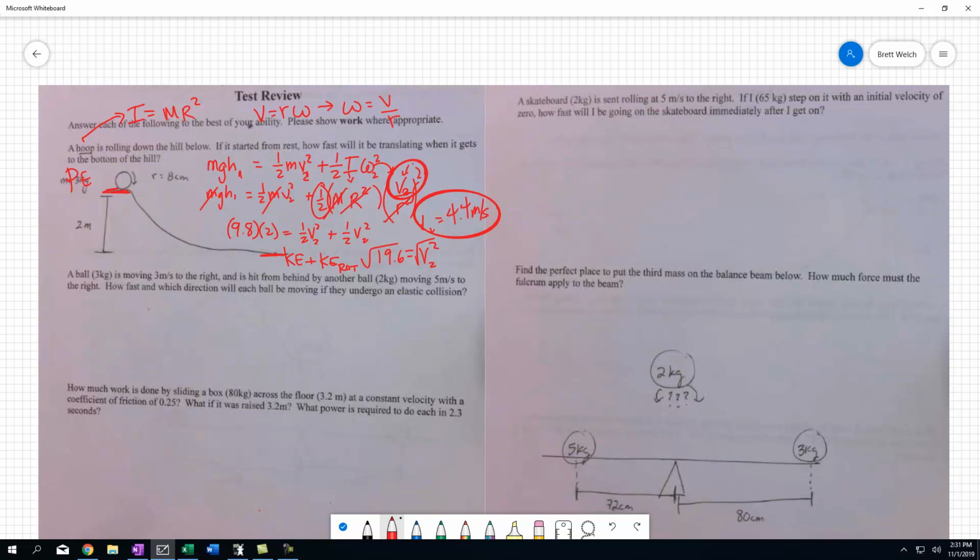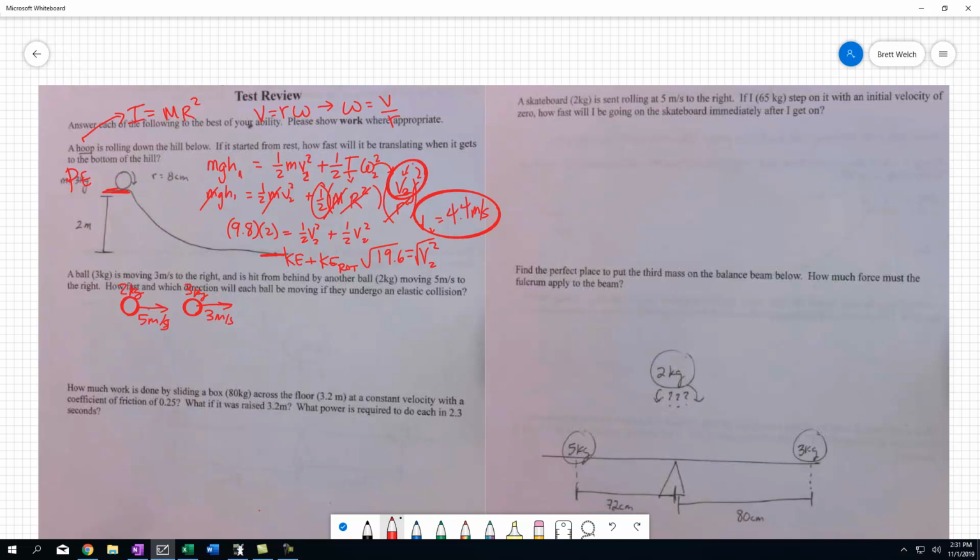So question number 2. We have two objects. I always like to draw them and then label them based on what I'm reading. Because the ball is moving 3 meters per second to the right, it's hit from behind. So if I'm thinking about objects moving to the right, I would think of this one here being the 3 meter per second, 3 kilogram object. It's going to get hit from behind by a 5 meter per second, 2 kilogram ball. So there's my initial setup.